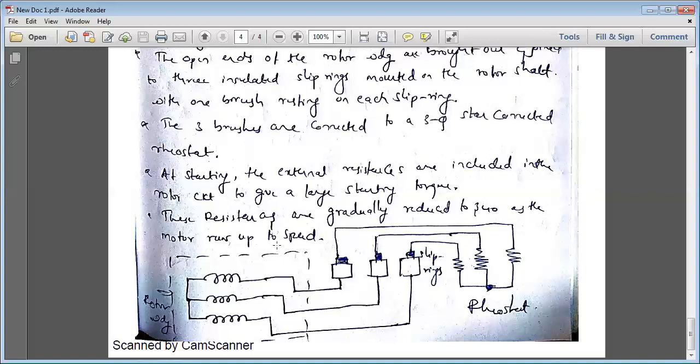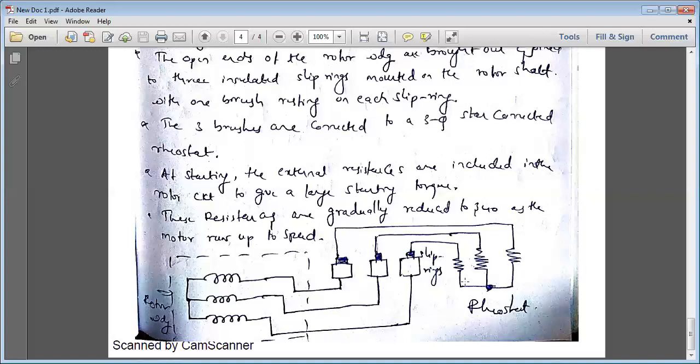Once the machine picks up rated speed, the resistance is gradually brought to zero. So this is the extra mechanism in the wound type or slip ring induction motor. Otherwise, the construction and the working remain the same as in the squirrel cage induction motor.